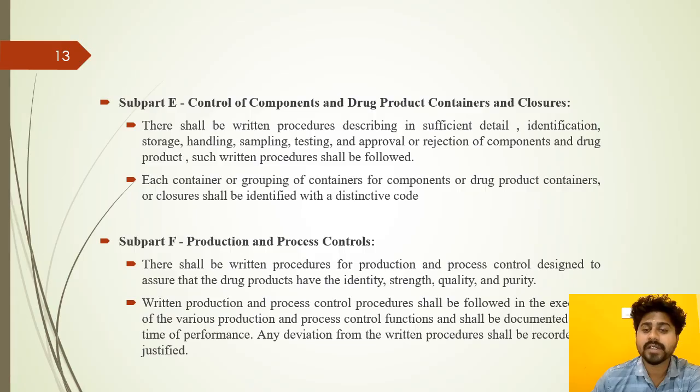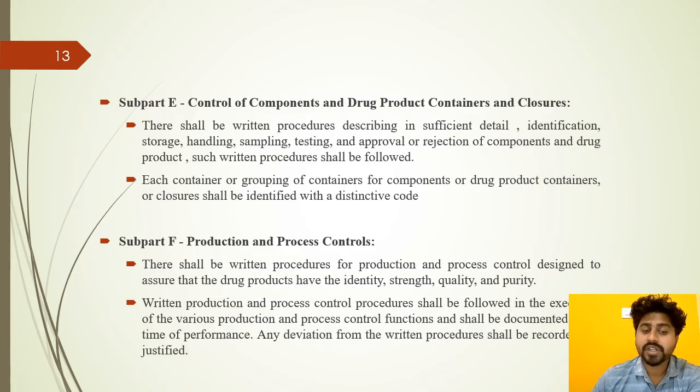E. Control of components and drug product containers and closures. There shall be written procedures describing in sufficient detail the identification, storage, handling, sampling, testing, and approval or rejection of components and drug products. Such written procedures shall be followed.